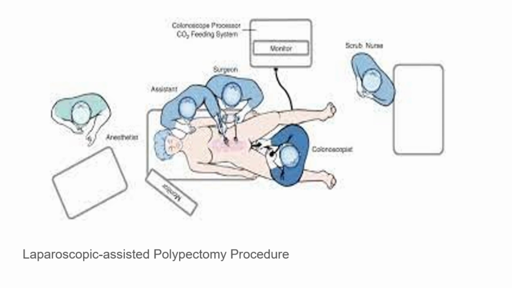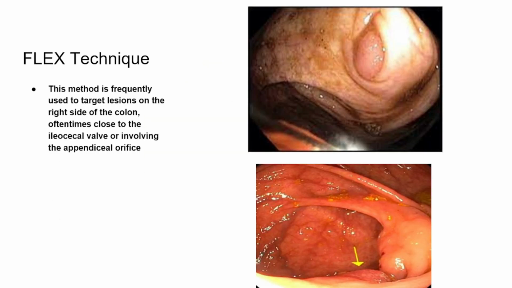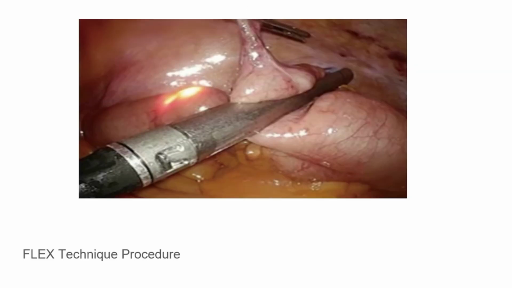Flex technique is also another method which is frequently used to target lesions on the right side of the colon. Oftentimes, lesions that are close to the ileocecal valve are involved in the appendiceal orifice, which might be a bit more difficult to target using laparoscopic assisted polypectomy. Similar to laparoscopic assisted polypectomy, first the location of the lesion is confirmed via endoscopy, as well as ensuring that there are no lesions at the time of surgery which are suspicious for cancer.